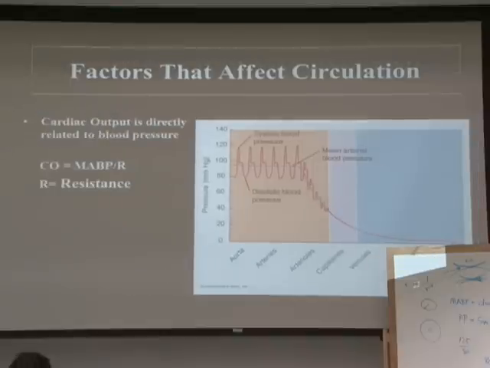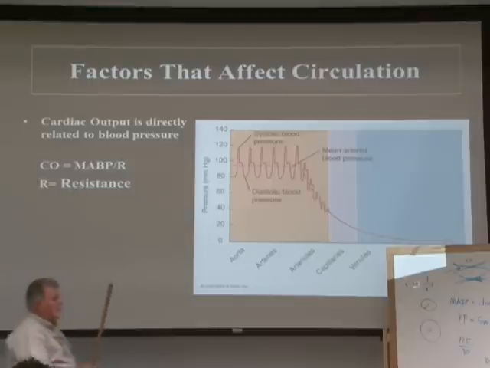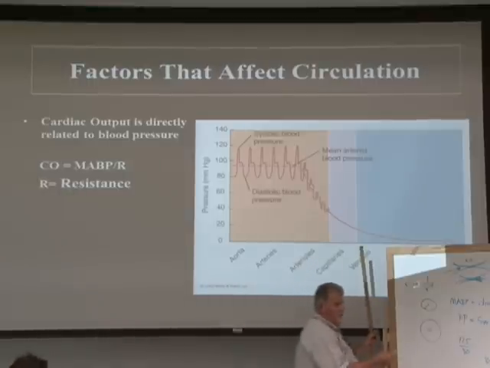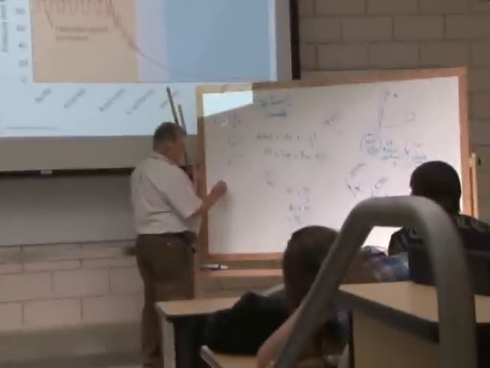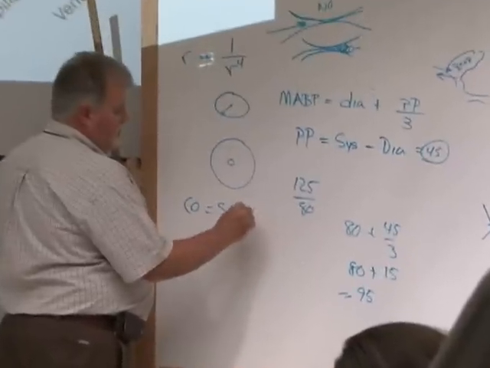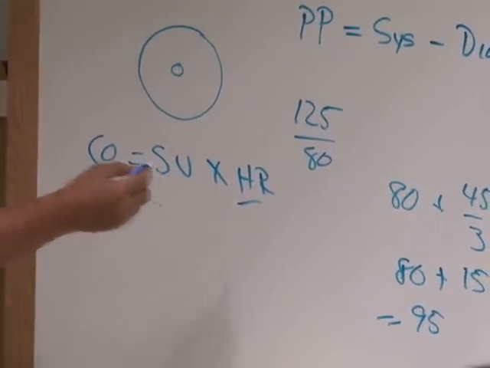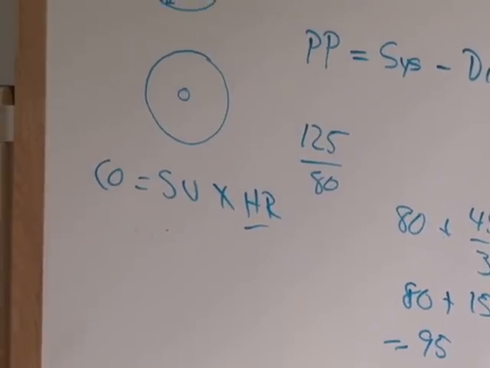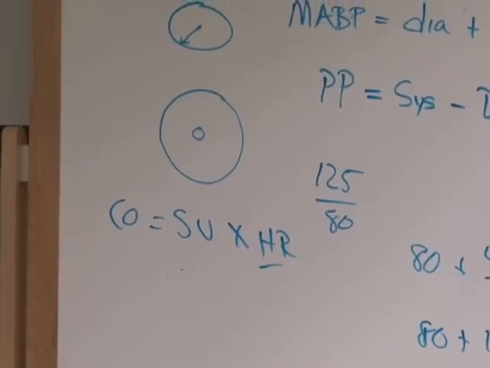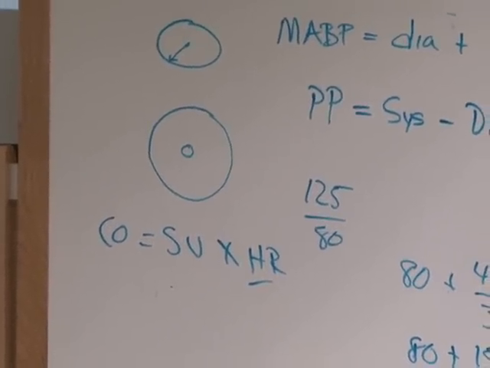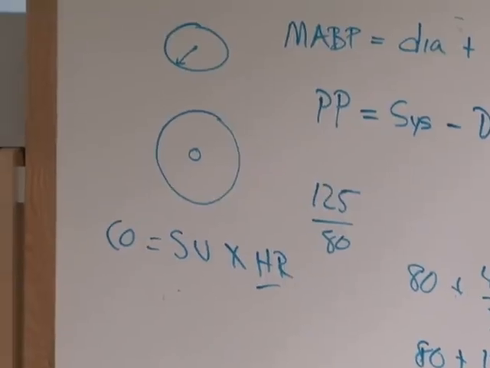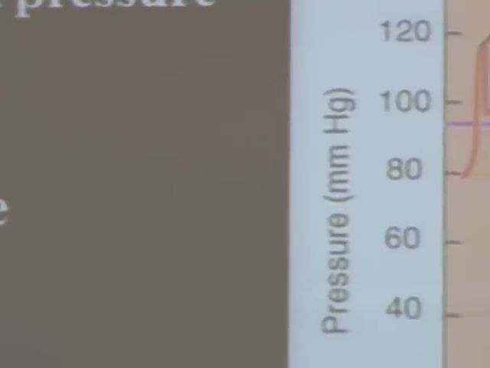The other way in which you can use it is because stroke volume is hard to calculate. You have to be able to take an image of the heart to do cardiac output by stroke volume times heart rate. Heart rate clinically is easy, you take someone's pulse. The other way to do stroke volume is to take images of the heart during isovolumetric contraction and isovolumetric relaxation, and use a computer to calculate volume. But the other thing you can do is use mean arterial blood pressure.